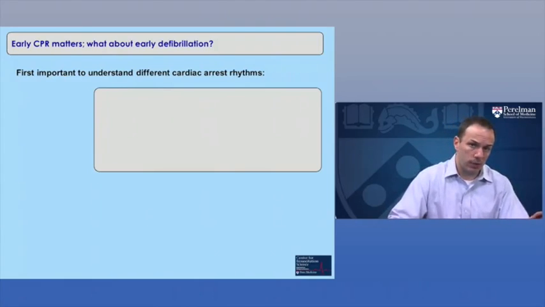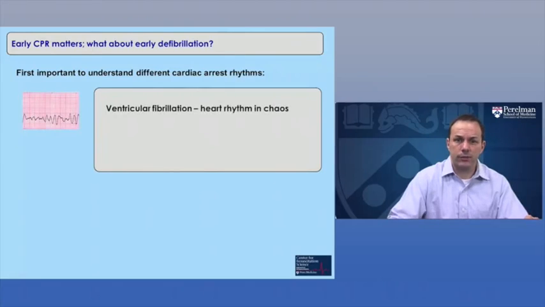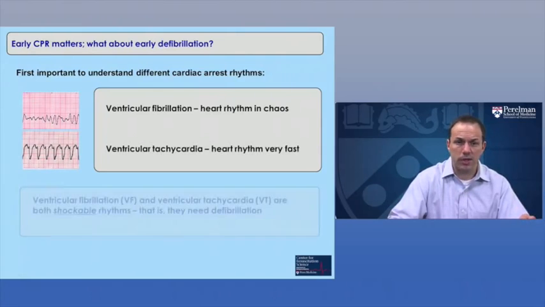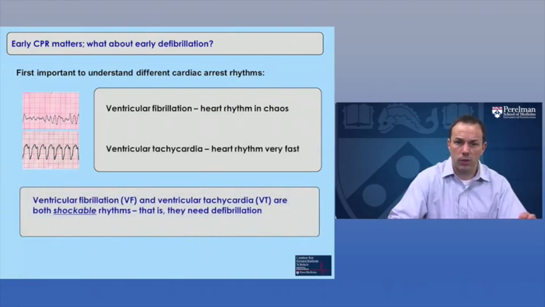There are different heart rhythms that lead to cardiac arrest. One of them, which I shared with you briefly at the start of this lecture, is ventricular fibrillation. That's what it looks like. This is a chaotic heart rhythm where it looks like electrical noise. Another rhythm is called ventricular tachycardia. That's where the heart rhythm is going very, very fast. So these two rhythms are known as shockable rhythms.